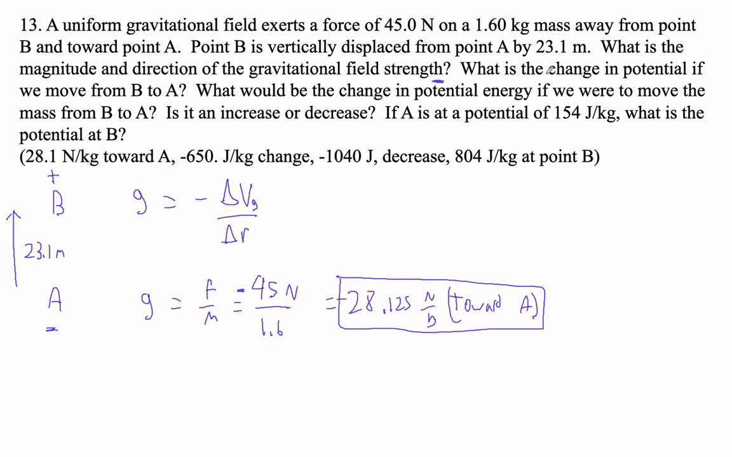What is the change in potential if we move from B to A? Ooh, the change in potential. Okay, so now we can use this guy here, right? So our change in gravitational potential will be the opposite of g times delta r. Okay, so let's do this. So the opposite of g is negative 28.125, right? And we're going from B to A.